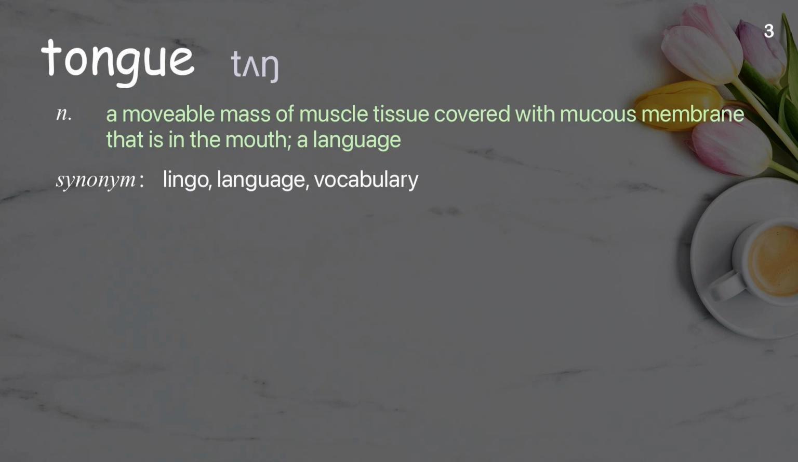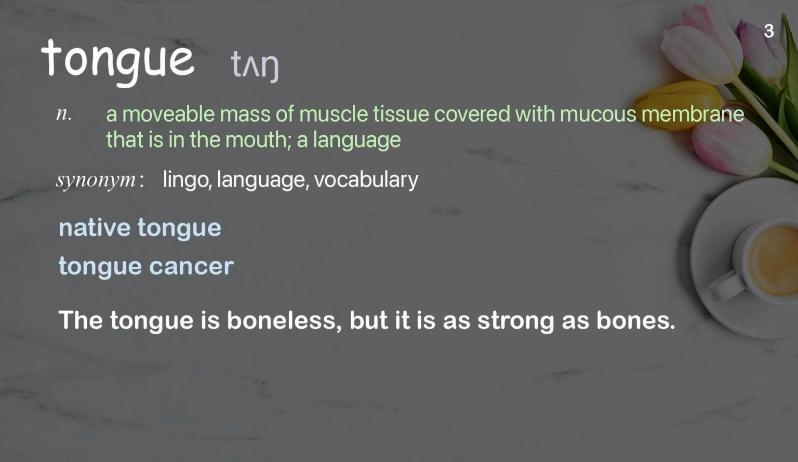Tongue. A movable mass of muscle tissue covered with mucous membrane that is in the mouth; a language. Examples: Native tongue. Tongue cancer. The tongue is boneless, but it is as strong as bones.